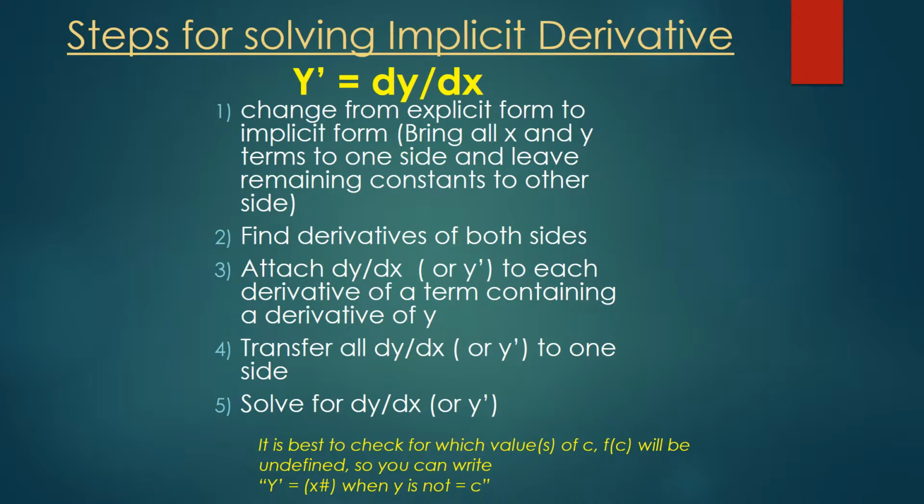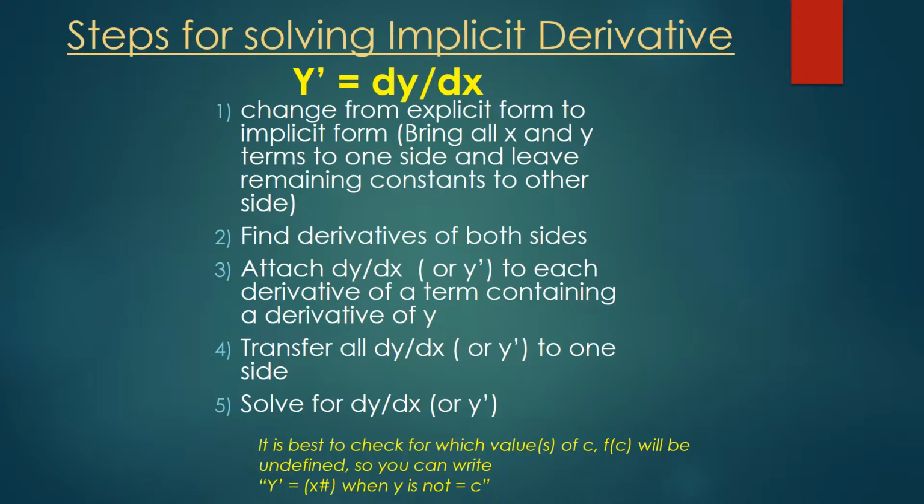There are a few really simple steps you can use to find the implicit derivative. And keep in mind that y prime is equal to dy over dx, okay? The first step is to change the equation from explicit to implicit form, which we discussed is done by bringing all the x and y terms to one side and leaving the remaining constants on the other side of the equation.